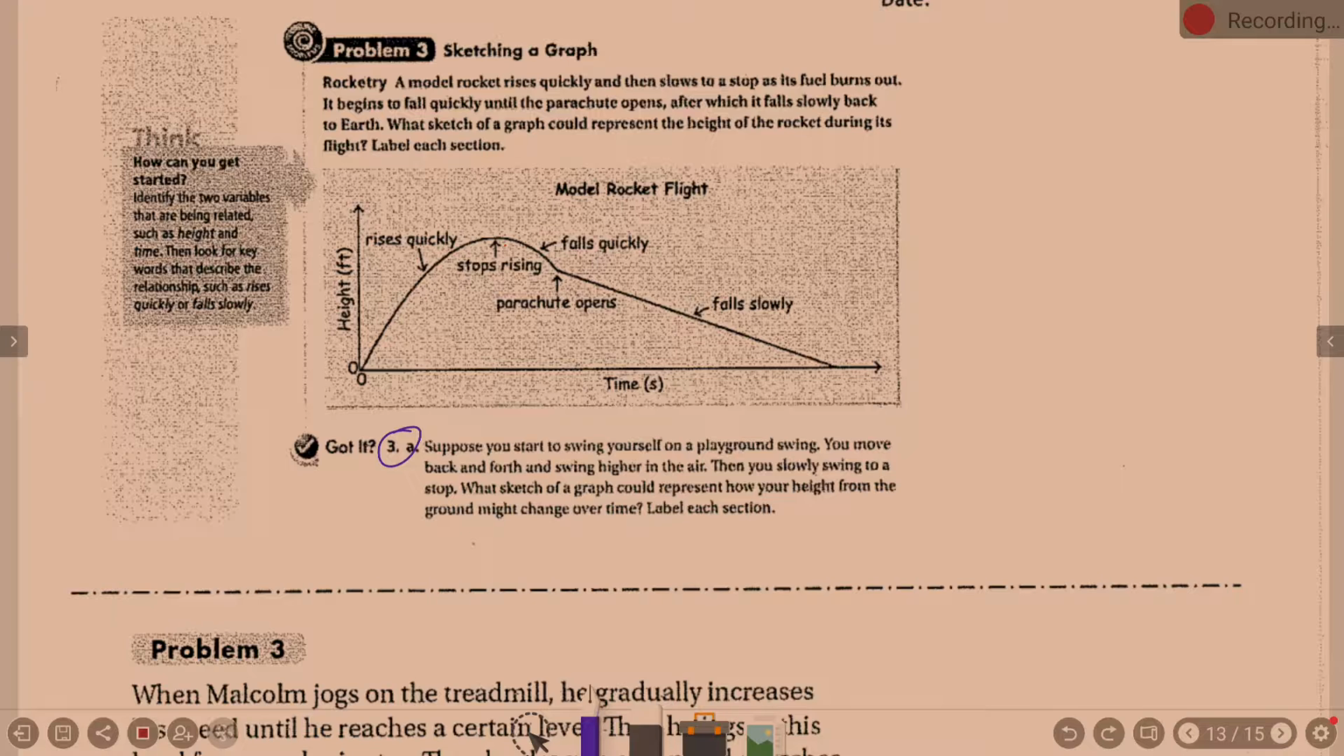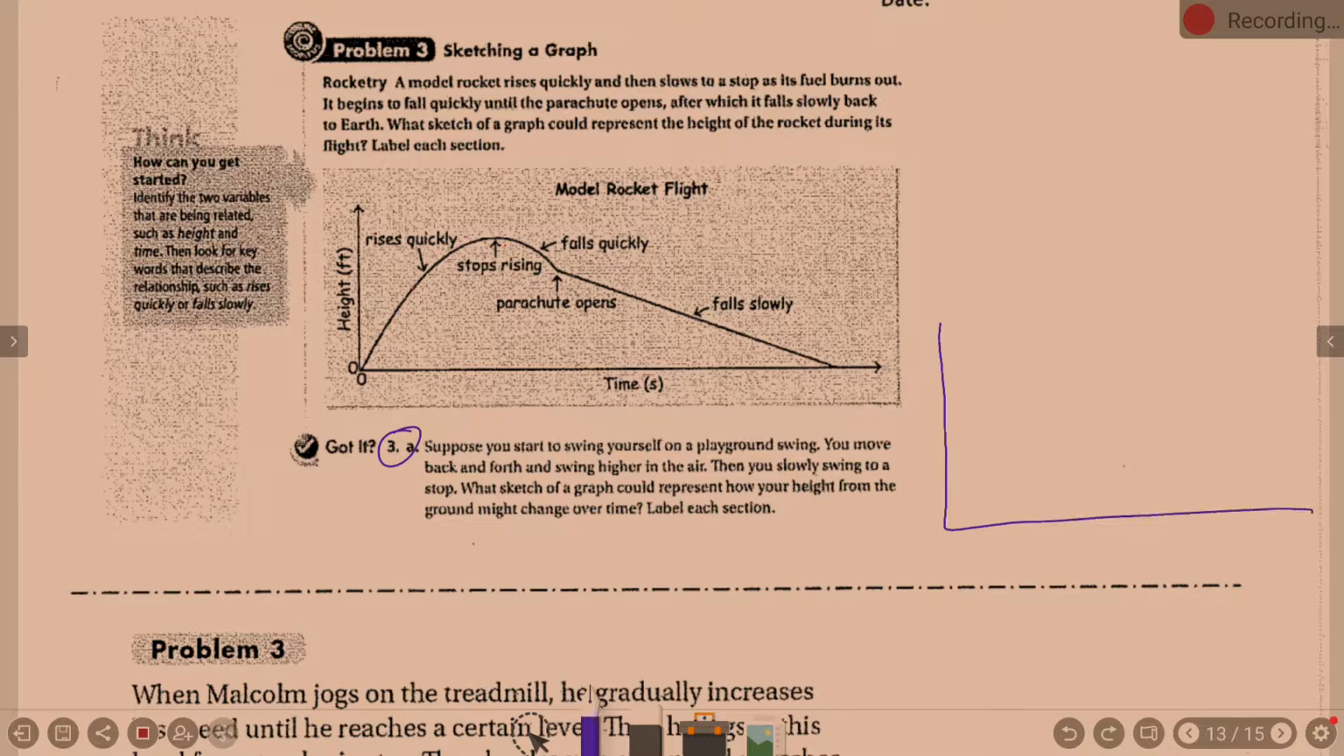Okay, suppose you start to swing yourself on a playground swing. You move back and forth and swing higher in the air. Then you slowly swing to a stop. What sketch of a graph could represent how your height from the ground might change over time?